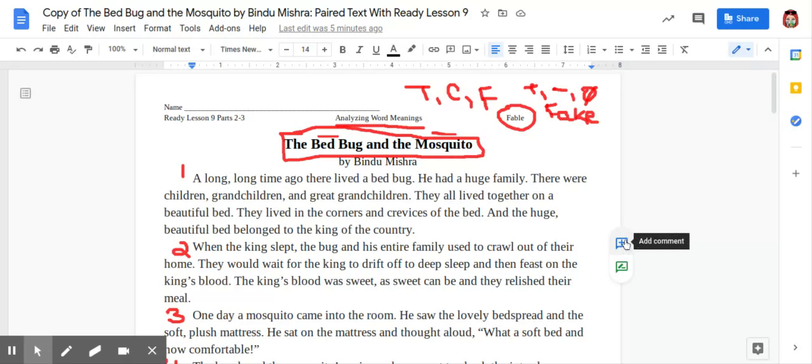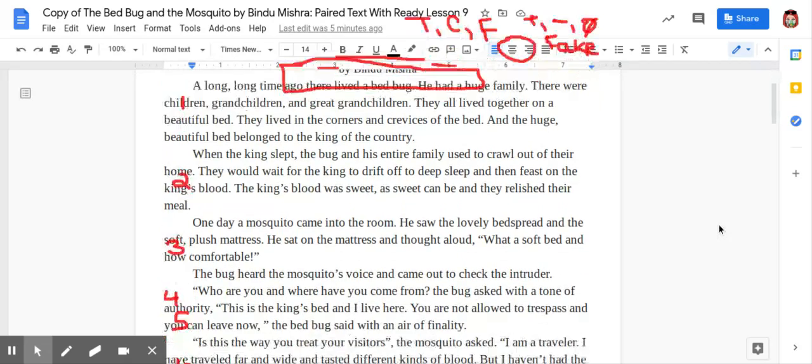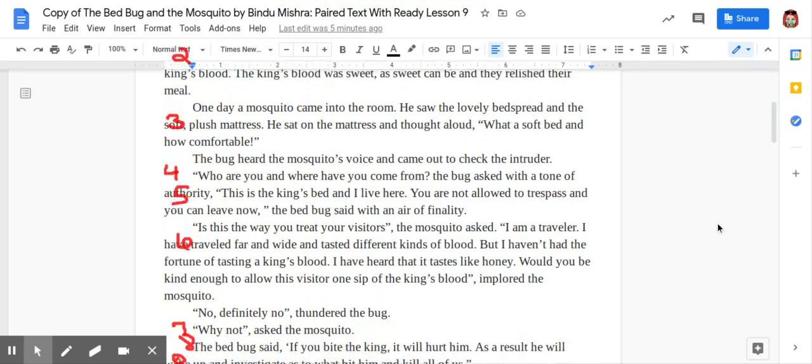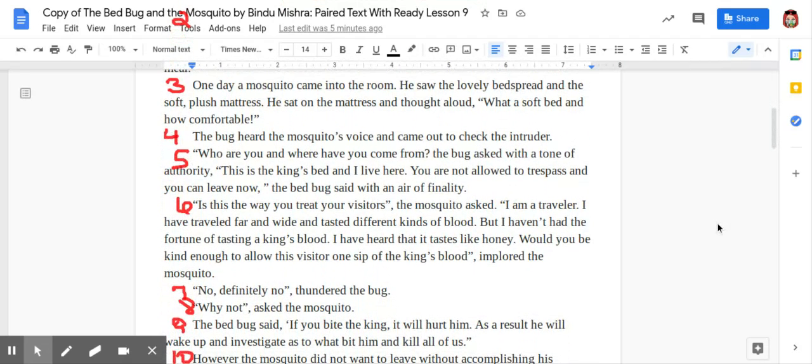One day, a mosquito came into the room. He saw the lovely bedspread and the soft plush mattress. He sat on the mattress and thought aloud, "What a soft bed, and how comfortable." The bug heard the mosquito's voice and came out to check the intruder. "Who are you and where have you come from?" the bug asked with a tone of authority. "This is the king's bed and I live here. You are not allowed to trespass. You can leave now," the bed bug said with an air of finality.